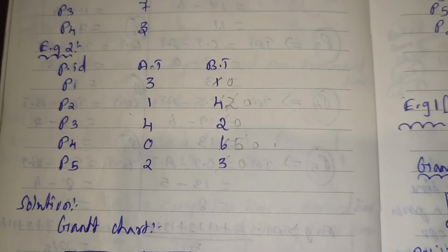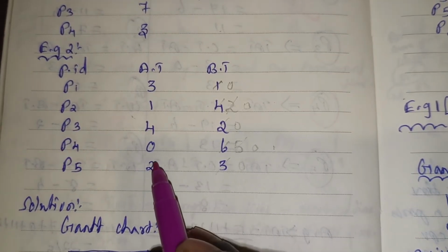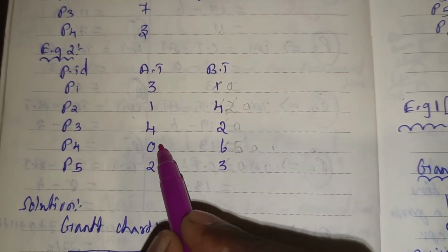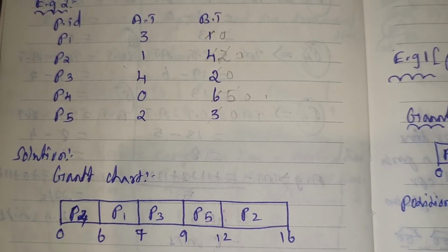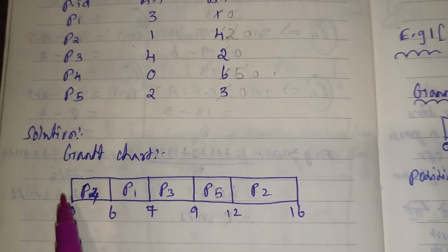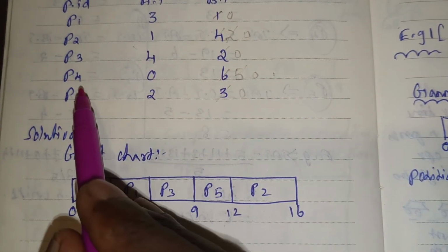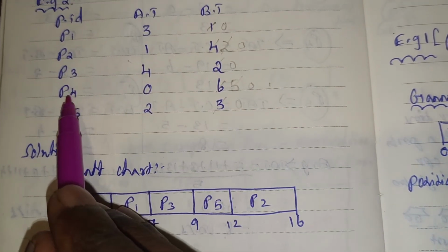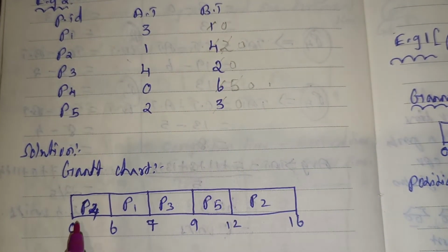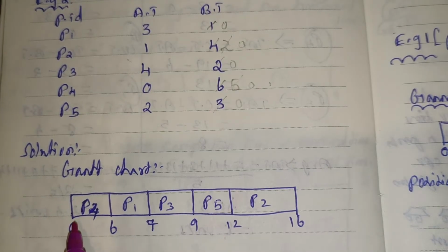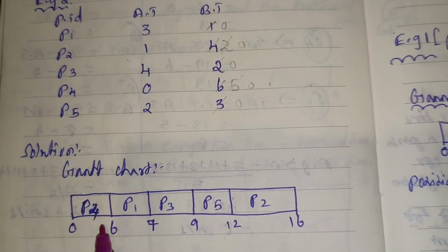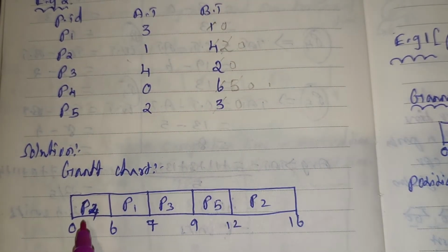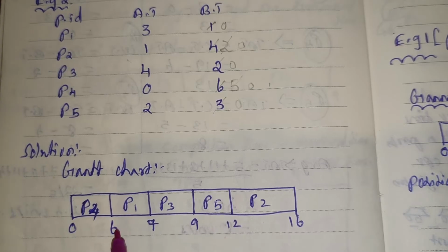Now say for example, who arrived first here? P4, because the arrival time is 0. So the Gantt chart has been drawn based on that. Now P4 has arrived, and what is the burst time for P4? Here it is. P4 arrived, burst time is 6. I told you in non-preemptive, once it gets the CPU, it will not leave the CPU unless it completes its job. So the burst time is 6. So P4 will run from 0 to 6.